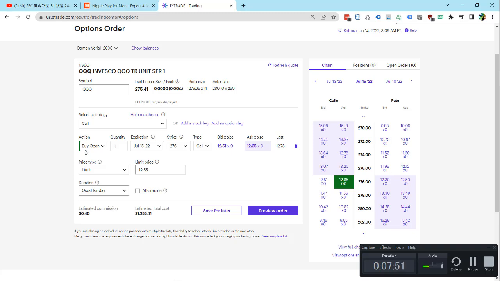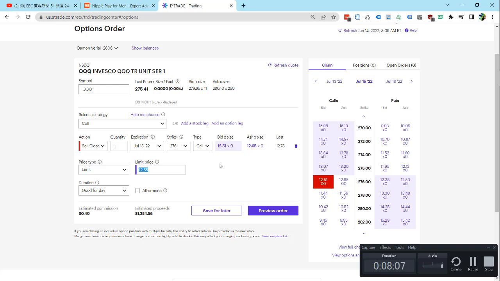What's the opposite of buy? Sell. What's the opposite of open? Close. So just remember it that way. I want to do the opposite of what I did before. I'm not going to buy, I'm going to sell. I'm not going to open, instead I'm going to close, sell to close. Exactly the same thing. Put in your limit price.